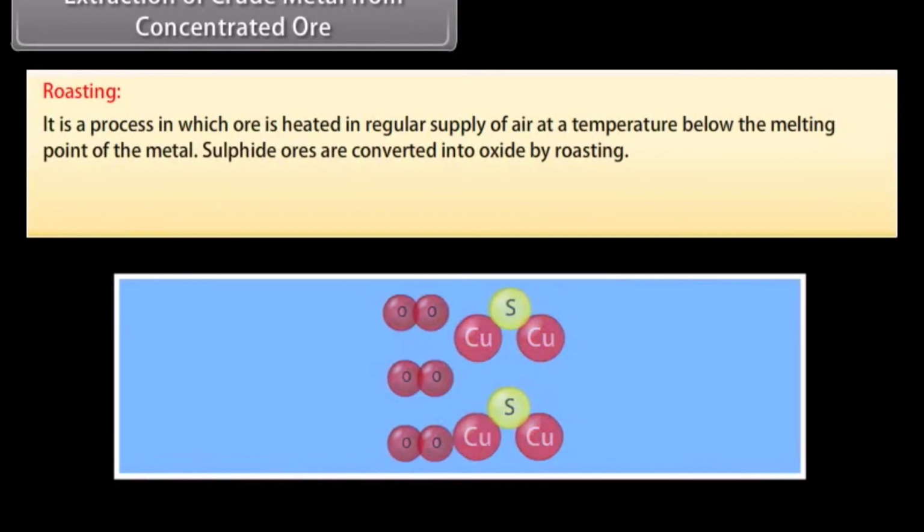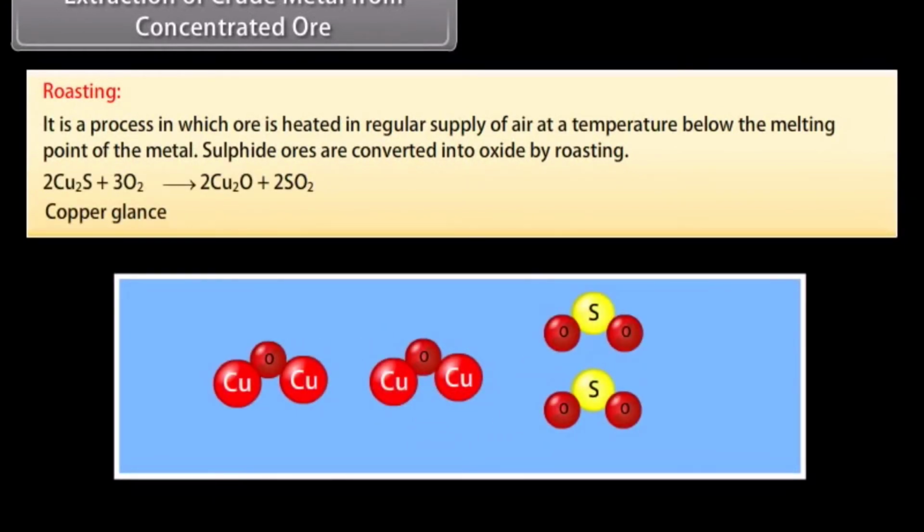Roasting. It is a process in which ore is heated in a regular supply of air at a temperature below the melting point of the metal. Sulfide ores are converted into oxide by roasting.